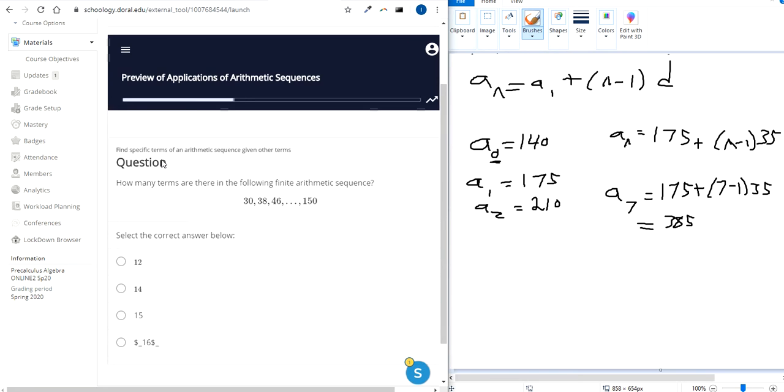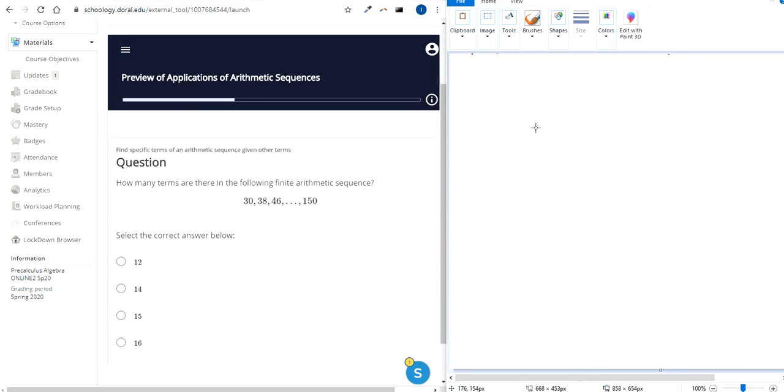But anything else? Oh, this is different. Let me do this one for you. How many terms are there in the following finite arithmetic sequence? I think I've heard it pronounced both ways. But how many terms is a good question. So I think we can get this just by coming up with the equation. A sub n equals a sub 1, which is 30, plus n minus 1 times the common difference. They're all increasing by 8, so that's our common difference.